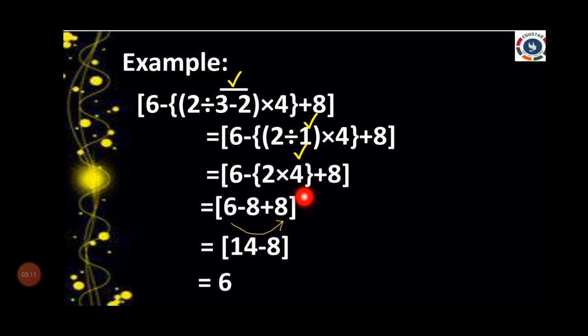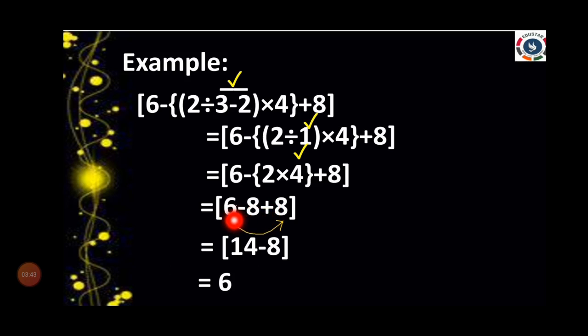Now what brackets do we have? Square bracket and curly bracket. Next preference goes to which bracket? The curly bracket. So we solve this. The remaining parts we write as they are. 6 minus 2 into 4, 8, plus 8. So I remove the brackets that we solved. Next, inside the square bracket, 6 minus 8 plus 8 is given.